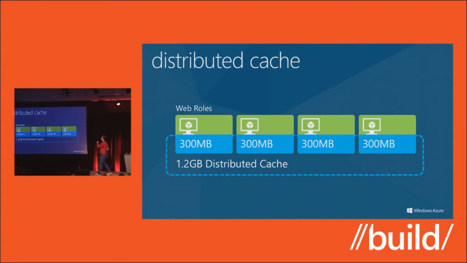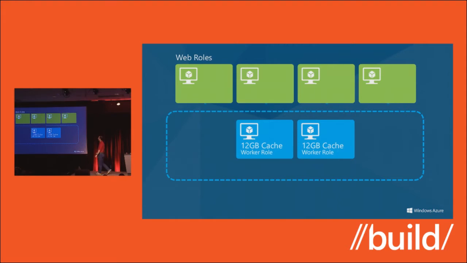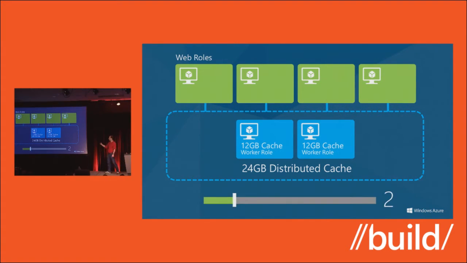Alternatively, if you want, you can stand up dedicated worker roles inside your cloud service. I could have, for example, a 24 gig cache that way, and then have my web front ends access it. So you can take advantage of this cache literally for free if you've already got a cloud service, or if you want to do even more, you can scale it up. We have some customers that are running hundreds of gigabytes of cache.